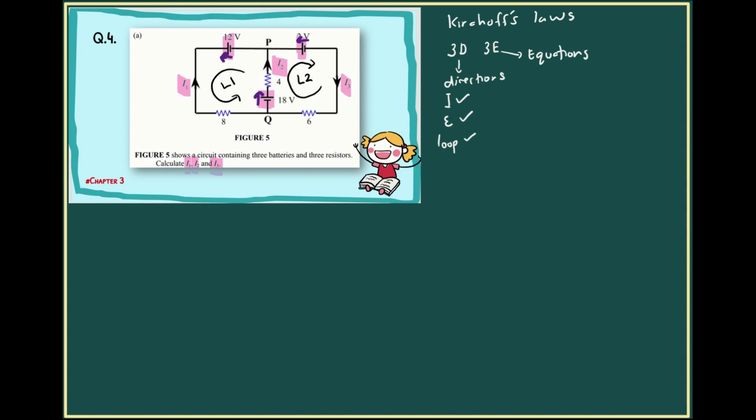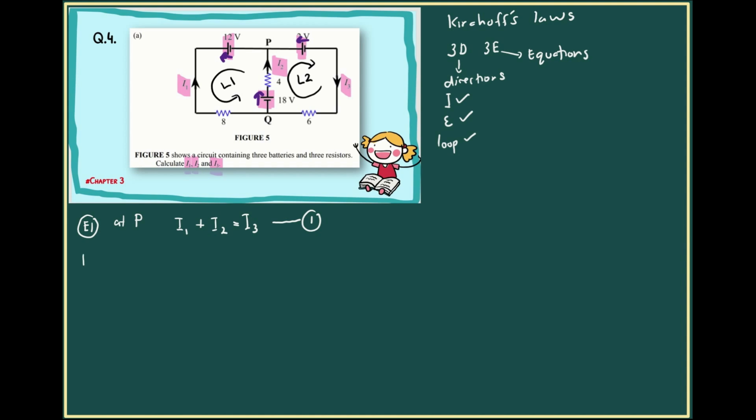clockwise. So to get the 3 equations, the first one we are applying is the junction law. The first equation, E1, is from the junction rule. Let's say we choose the junction P. At junction P, current I1 is entering the junction, plus I2 is also entering the junction, and I3 is leaving the junction. So this is your first equation.